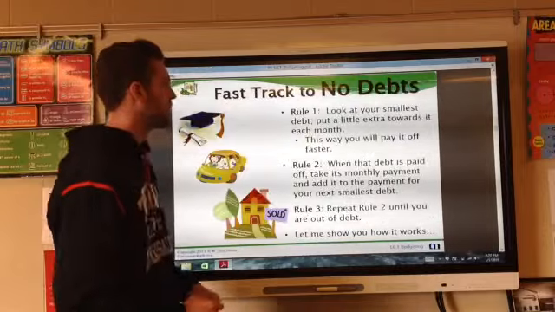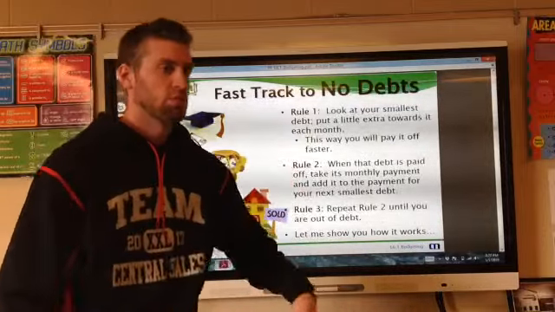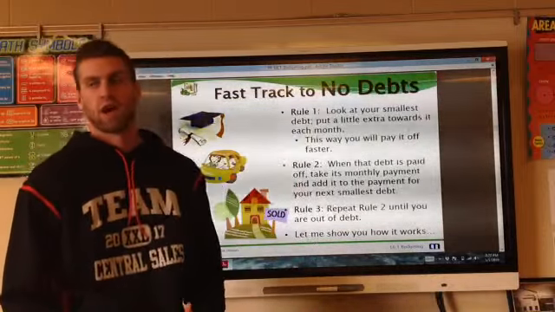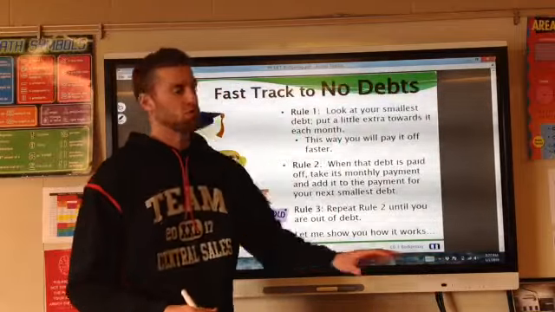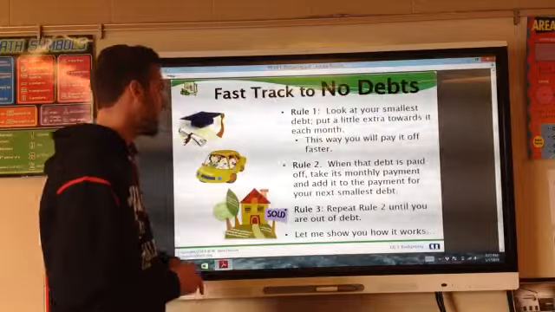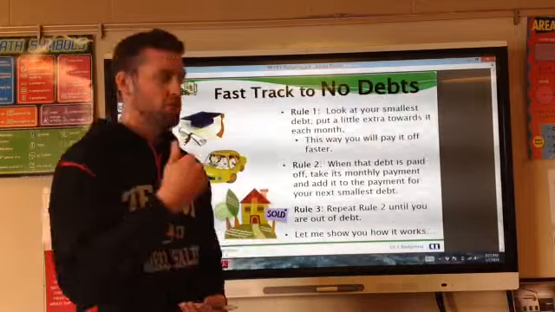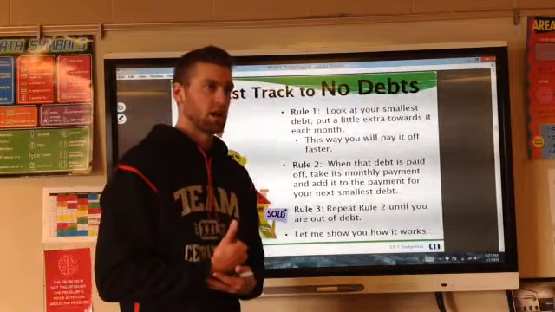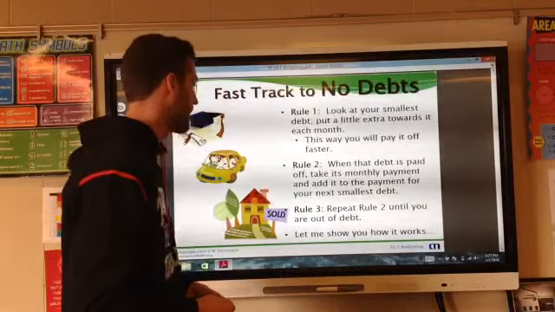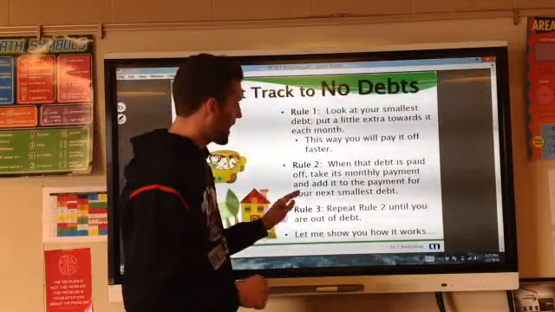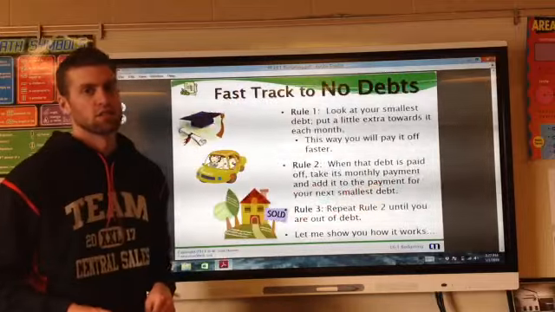Okay? Rule number 1: look at your smallest debts. Pay those off first. Okay? If you have $800 left on your car payment, just get that done with so you can forget about it. Rule number 2: when that's paid off, take that monthly payment. Obviously you're not going to keep paying for your car if you've already paid off that loan. Add it to the next smallest debt.